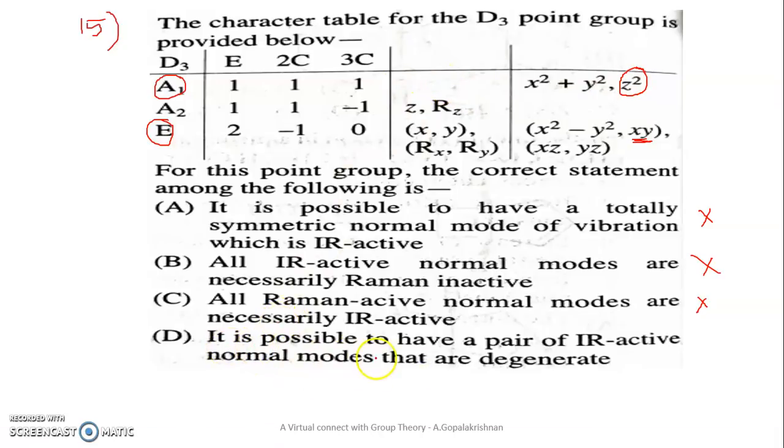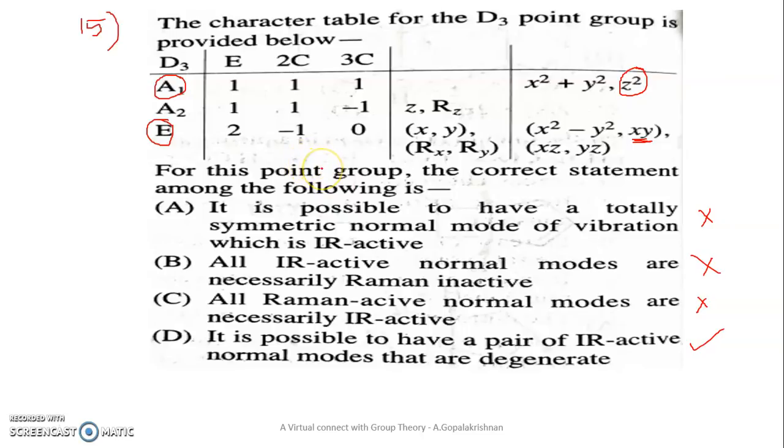Then see the last option. It is possible to have a pair of IR active normal modes that are degenerate. Listen, the vibration belonging to this irreducible representation is IR active because it has X and Y components. But what is E? E means a doubly degenerate irreducible representation. It means two vibrations belong to this irreducible representation because they are degenerate. So it is possible to have a pair of IR active normal modes that are degenerate. Yes, this is correct. So option D is the correct option for this question.